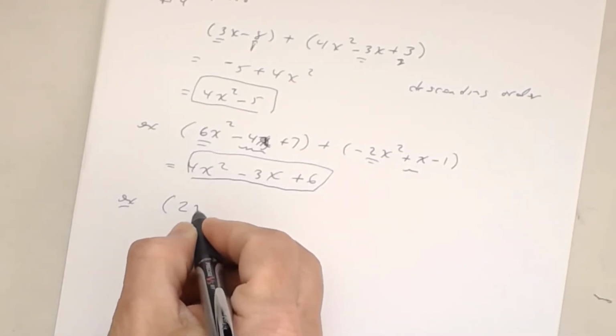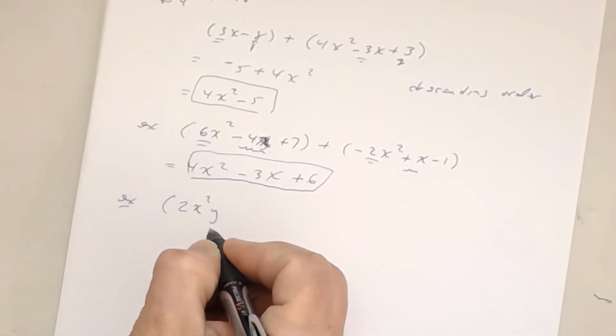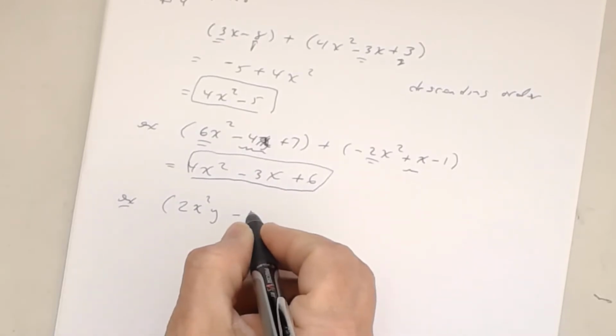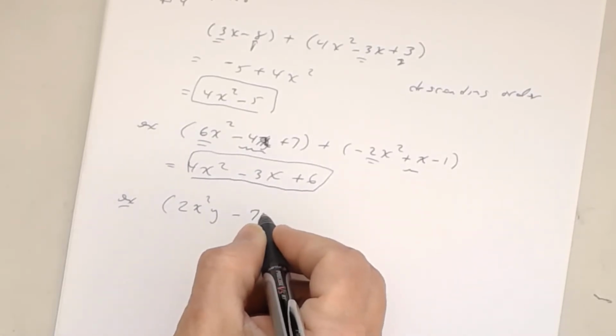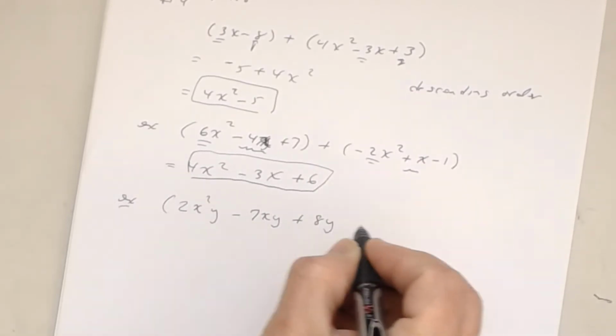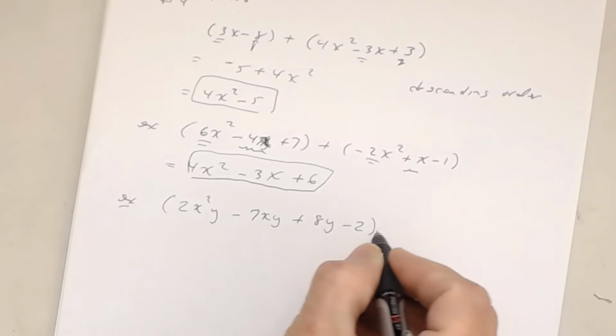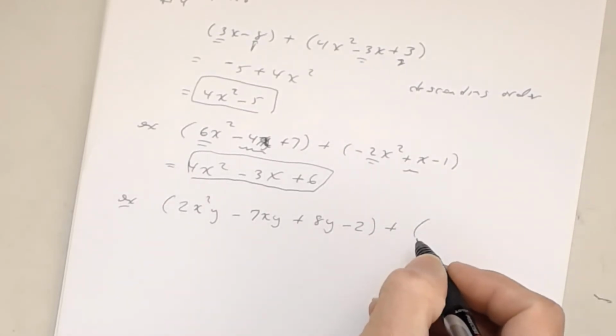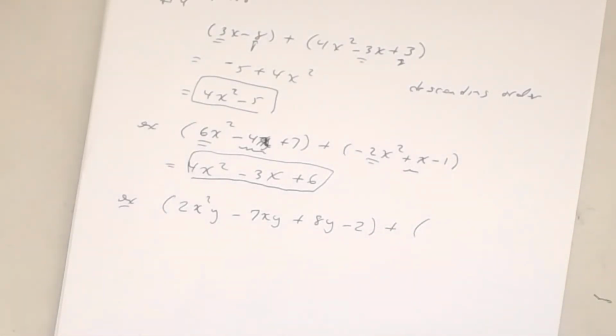2x squared y, minus 7xy plus 8y minus 2 plus, write this down. Now, a polynomial with 4 or more terms, does it have a special name? No. Only 2 terms, 3 terms, and even 1 term. 1 term is called a monomial. So you have a monomial, a binomial, and a trinomial.